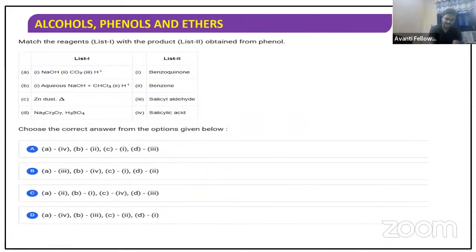The next question is a very simple question. Match the reagent in list 1 with the product in list 2 obtained from phenol. Okay, so you have to match this.